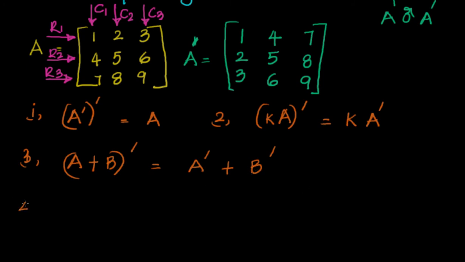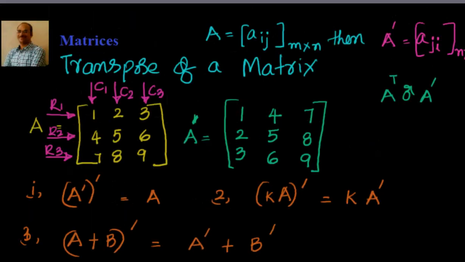And finally, the most important one is, if you have two matrices A, B and you multiply them, then you do transpose, that's nothing but equal to B transpose into A transpose. We will take a simple example and see how this works out. Okay, that's about the transpose of a matrix.